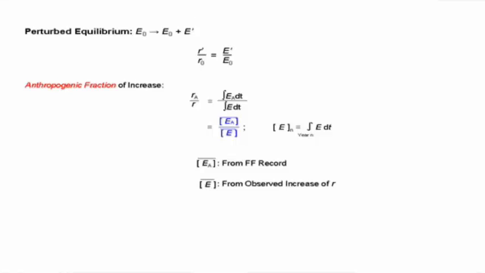That, in turn, equals the average fractional emission during a year. The average anthropogenic to total emission. Notice, this is a direct analog of what we saw earlier under conditions of constant emission. The average anthropogenic emission follows from the record of fossil fuel emission. The average total emission follows from the observed increase of CO2.